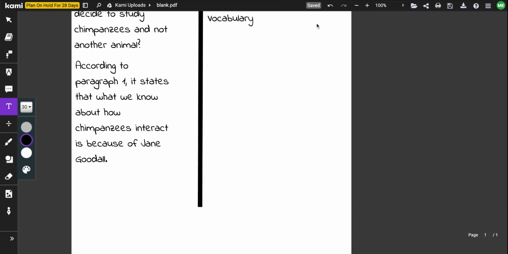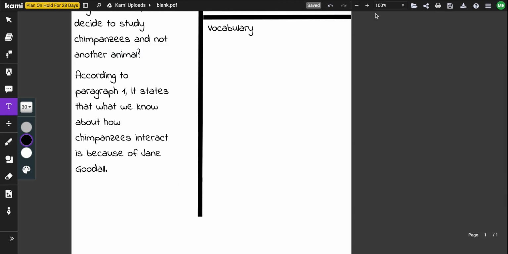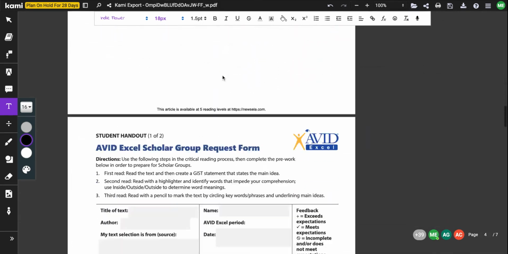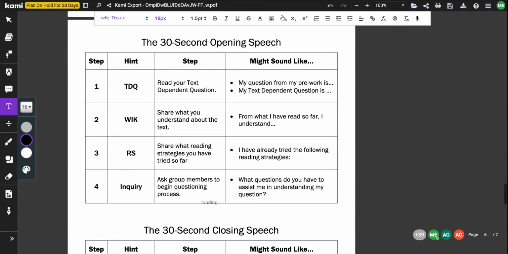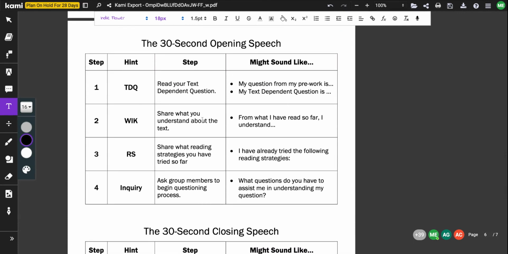So something else that we can ask, and again, looking at the inquiry guide, which is located here. And I forgot to mention before we even start answering those questions, this is the speech that the presenter gives. They give their 30-second opening speech. So they share their text dependent question, what they understand so far, their reading strategies, and how the group members can ask questions. So what questions do you have to assist me in understanding my question?